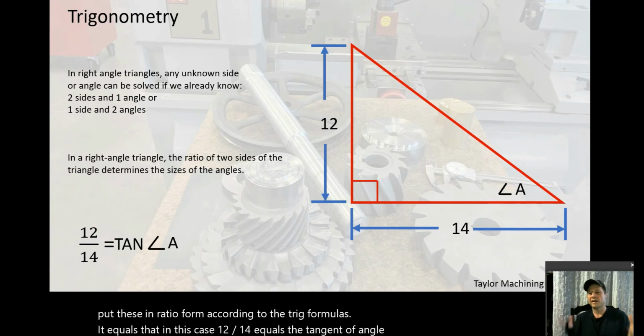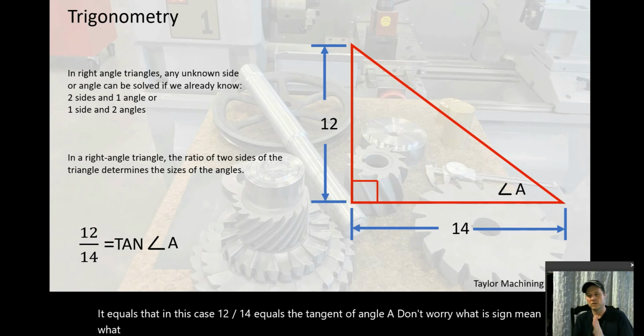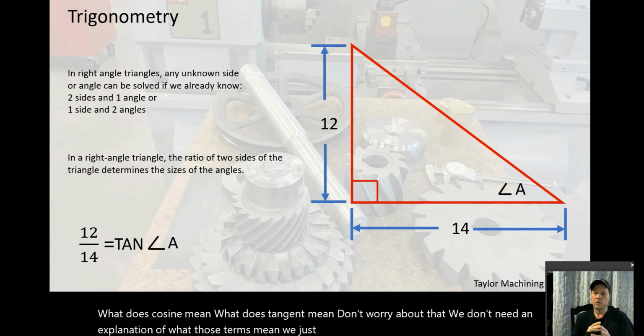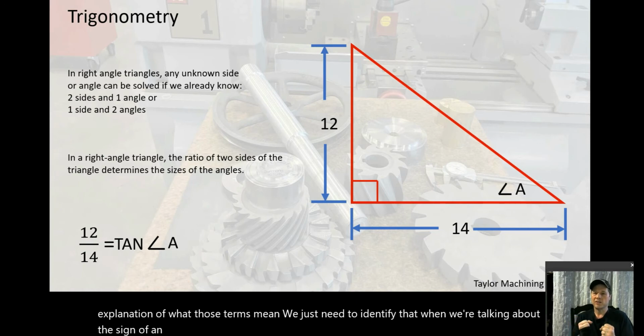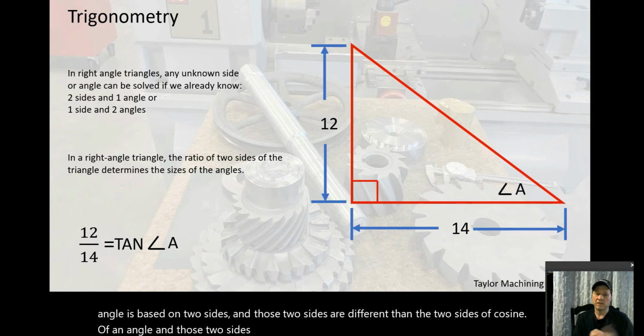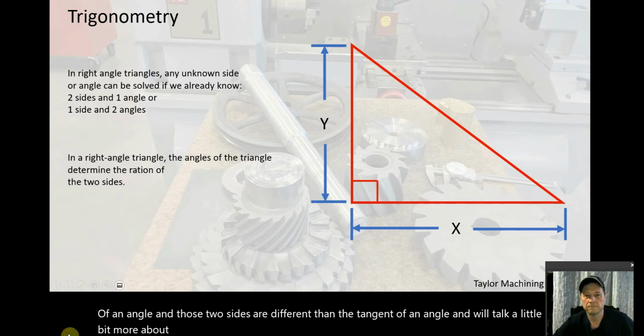Don't worry, what does sine mean? What does cosine mean? What does tangent mean? Don't worry about that. We don't need an explanation of what those terms mean. We just need to identify that when we're talking about the sine of an angle, it is based on two sides, and those two sides are different than the two sides of cosine of an angle, and those are different than the tangent of an angle, and we'll talk a little bit more about that in just a minute.